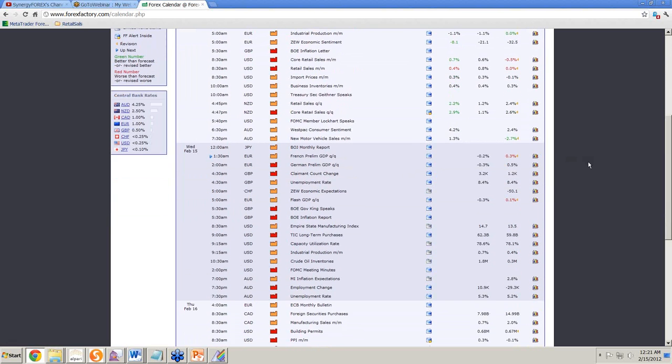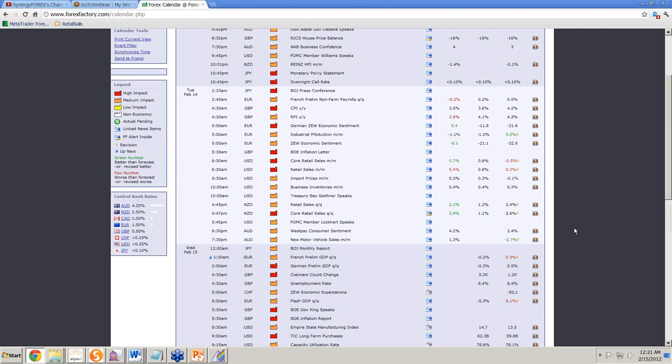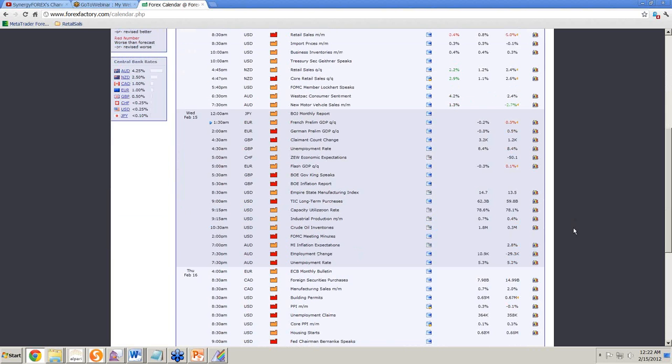So for example, tomorrow we see that we have the inflation report out of Great Britain, and we also have the FOMC meeting minutes from the United States, which is usually a market mover. And then we have Australian unemployment rates. So tomorrow is going to be a busy day news-wise, which should have an effect on the market. So you need to be able to pay attention to that.